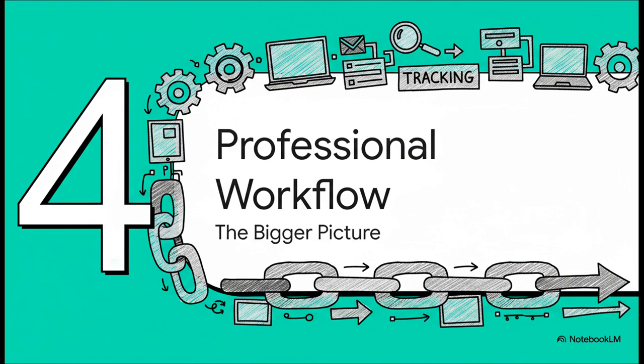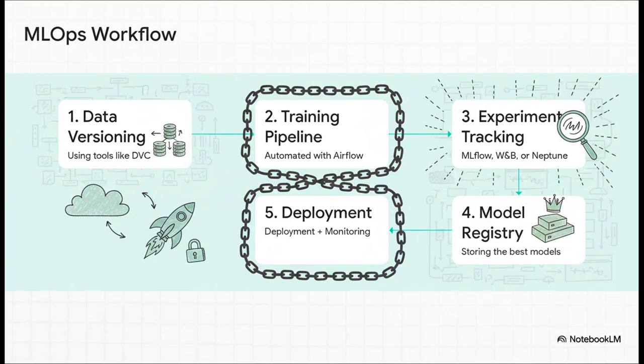Where does experiment tracking actually fit into the bigger picture of a professional MLOps workflow? Because it's not some isolated step. It's a critical link in a much longer chain. And this slide lays out that chain perfectly. It all starts with versioning your data. Then, an automated pipeline kicks off the training. And right there in the middle, step 3, that's our experiment tracking, capturing everything that happens. From there, the best model gets promoted to a registry, and finally, it's deployed and monitored in the real world. Tracking is the essential glue that holds this whole thing together.